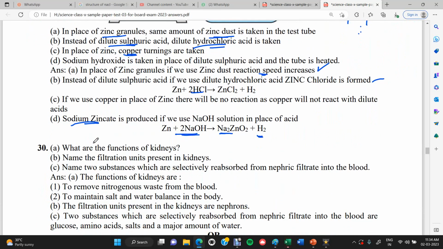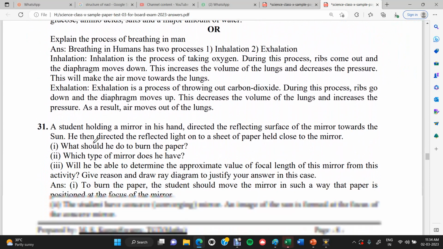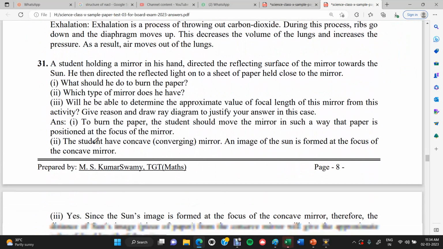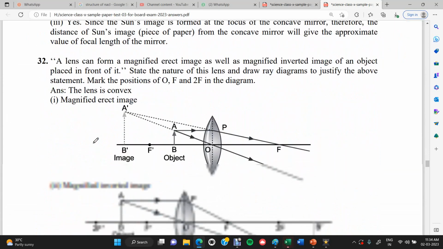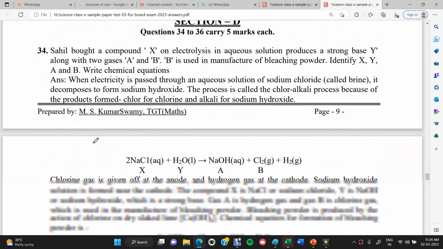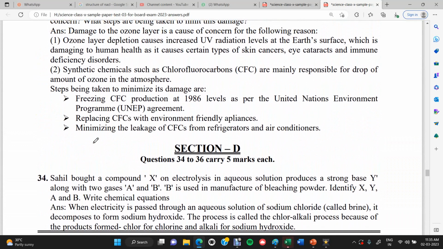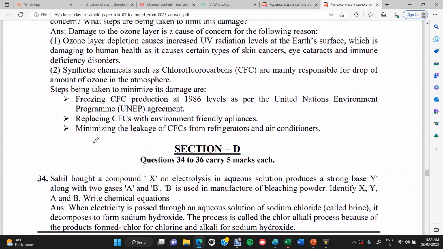And then we shall move to the next question. Yeah, next, riddle. Interesting riddle. Right. Section D.